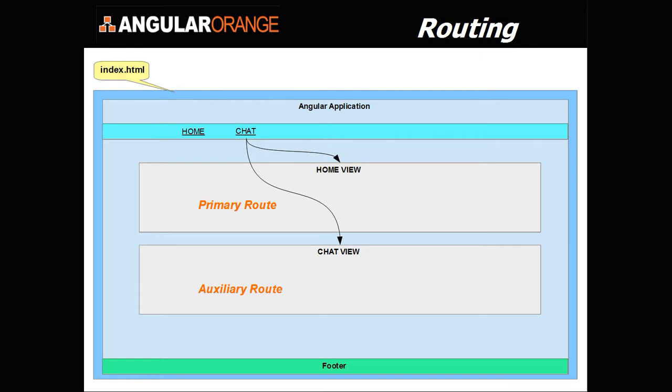And then we also have something called an auxiliary route, which allows me to show one component in one route and then show that component with another component in an auxiliary route. So in this example, on the home page, it defaults to the home view component in the router outlet, but I also define an auxiliary router outlet, and when I click on chat, it renders that component inside that auxiliary outlet.